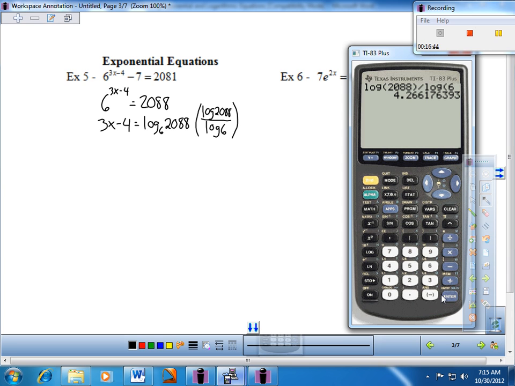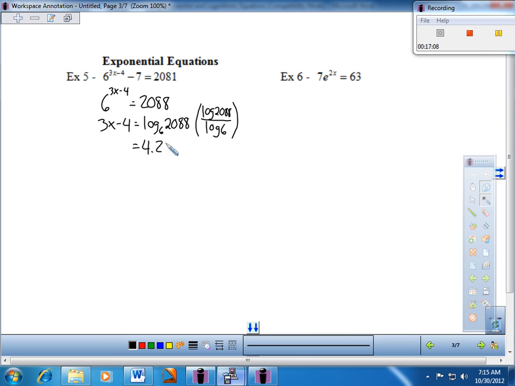And we're going to go to about 3 decimal places there. And so again, I ask myself, hey, 6 to the what equals 2088? Well, 6 raised to the, and it looks like 4.266. So let's put that in, 4.266.